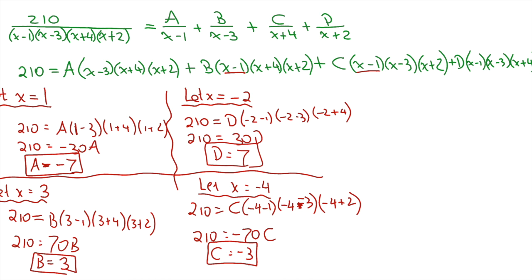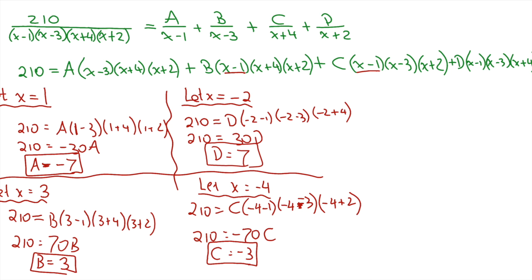So the shortcut gets you to the answers rather quickly because it removes a bunch of the letters that are in contention with it. So by letting x equal 1, we get rid of everything and solve for a. Let x equal negative 2 allows us to solve just for d and so forth and so on.